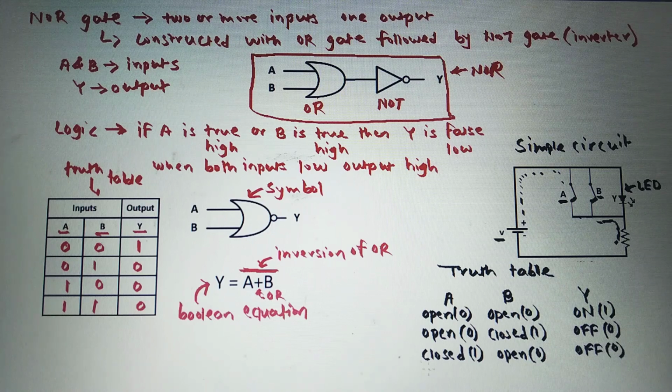Next is, if switch A is closed, that means it is binary 1, and switch B is also closed, so it will be represented as binary 1. So see here, if both the switches are closed, there will be no current flowing through this LED, so the LED will not glow, that means it will be off, and it is represented as binary 0. So this is the truth table for the simple circuit of this NOR gate using switches as input and LED as output. So this is all about the first type of derived gate, that is NOR gate.